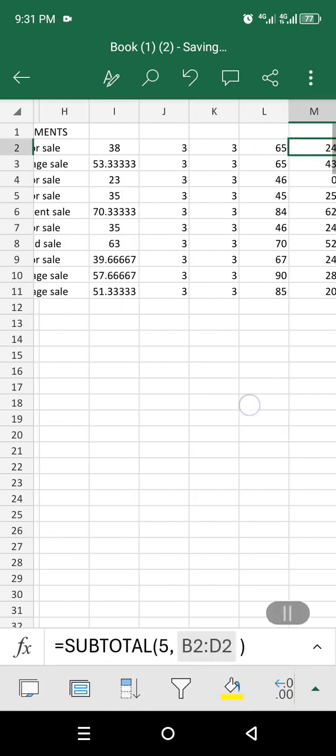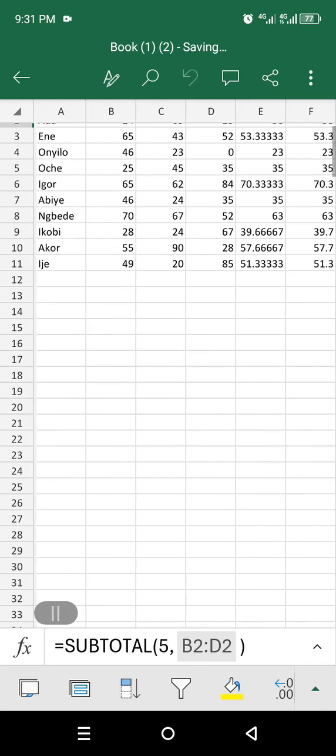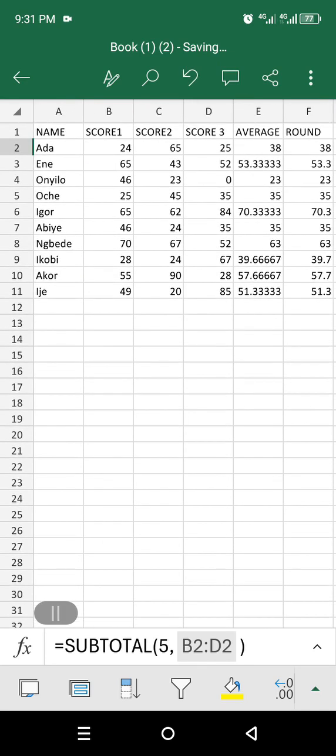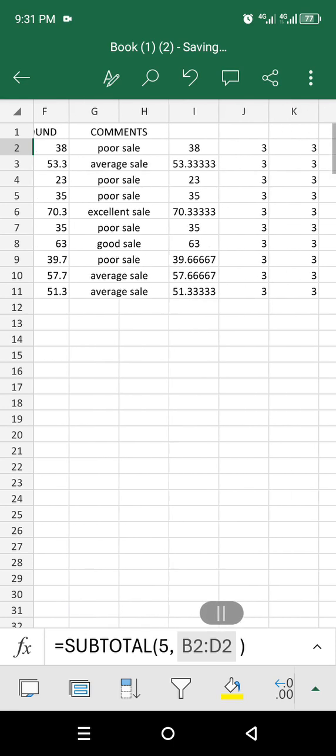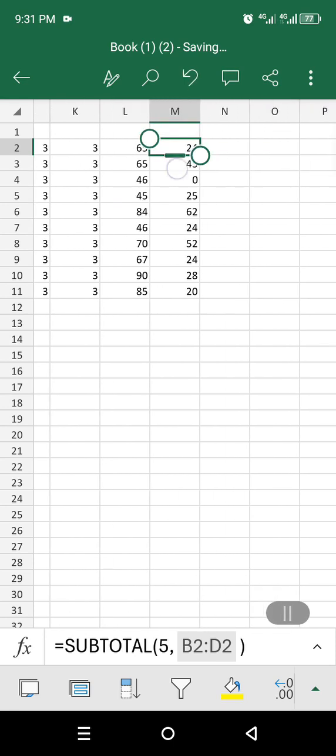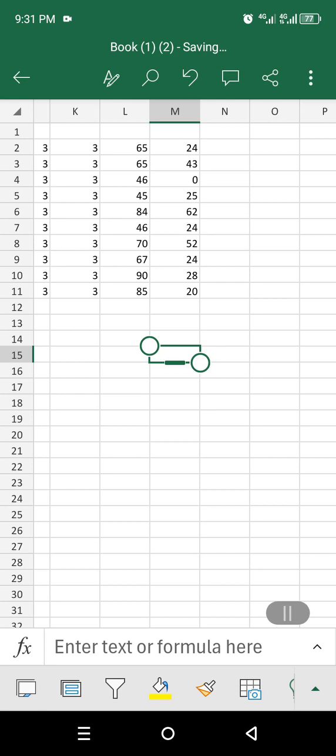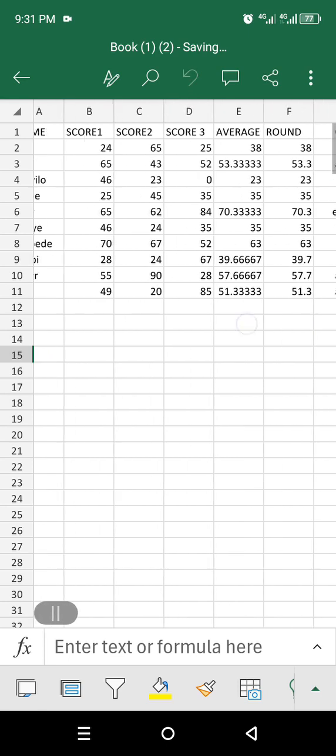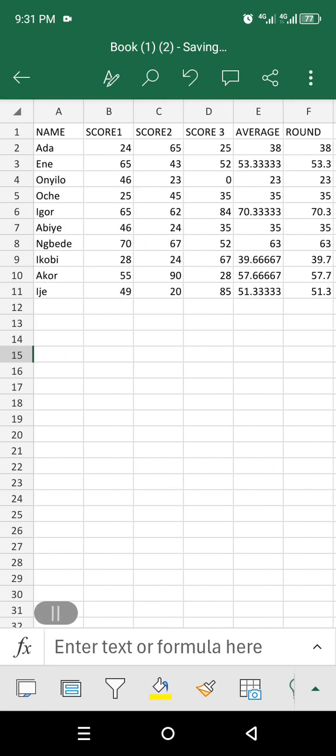24 here, meaning between B2 and D2, the lowest value is 24. Of course, 24, 65, 25. 24 is the least. Now 65, 43, 52. 43 is the least there. Let's see whether that is what we have. Of course, 43 is the least there. 0 here in that one. You see, yes, 0 there being the least.